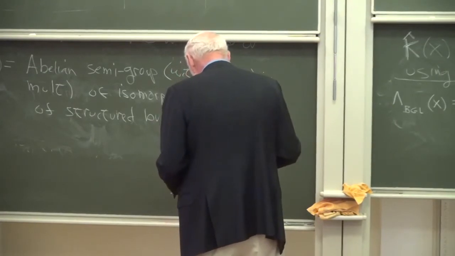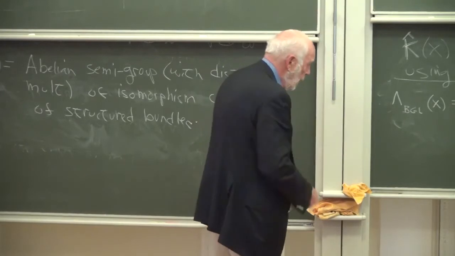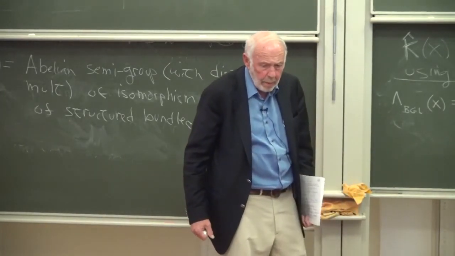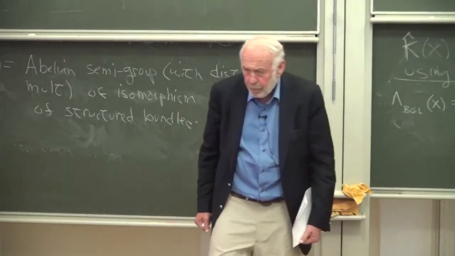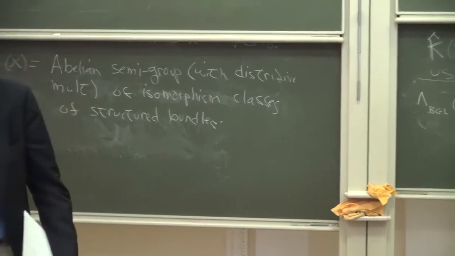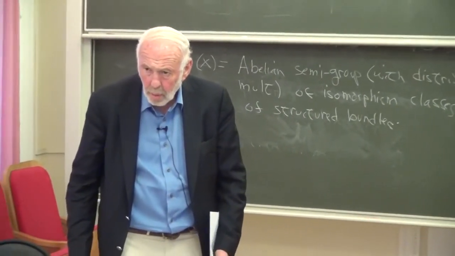Well, it's not mysterious. You just said it. They all come from connections on stabilized bundles. Yeah, so they're all Chern character forms of all connections on all bundles. Right, but are they all forms integral? Are they all forms closed even?